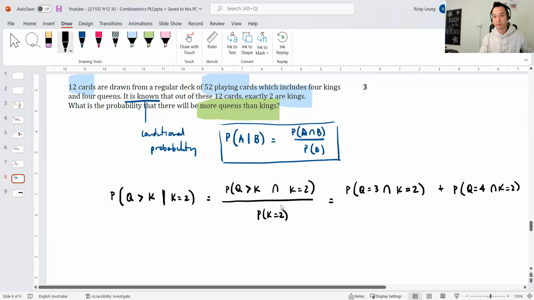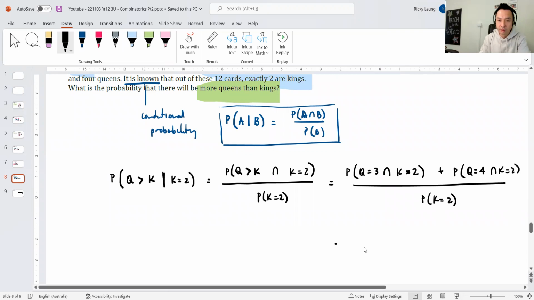I was going to break it into 2 fractions, but what's the point? Does that make sense? So the top line basically says I want more queens than kings. And that can occur, if I have 2 kings, when queens equals 3 and queens equals 4. Now, it doesn't say which queen, so the order of the queens doesn't matter, which is why we're going to use combinatorics, combinations.